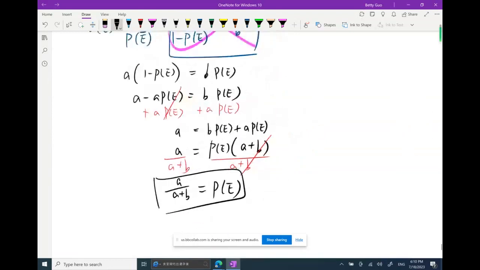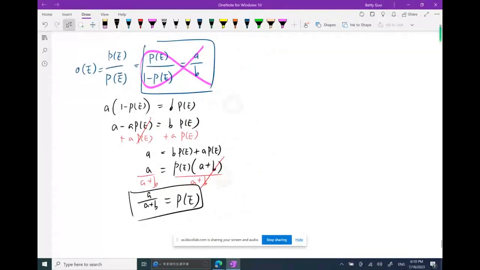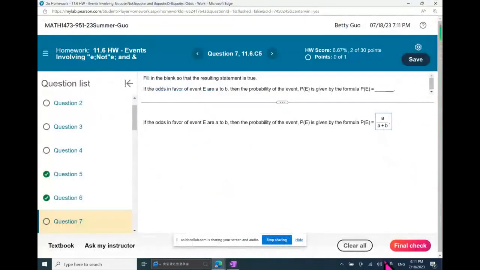It's going to take a little bit of algebra. If you could, you can write down or take a screenshot. I believe you have a way to take a screenshot. Then later when you work on a problem, you know why P of E is A over A plus B. It takes a little bit of algebra work. So yeah, we should choose this one.